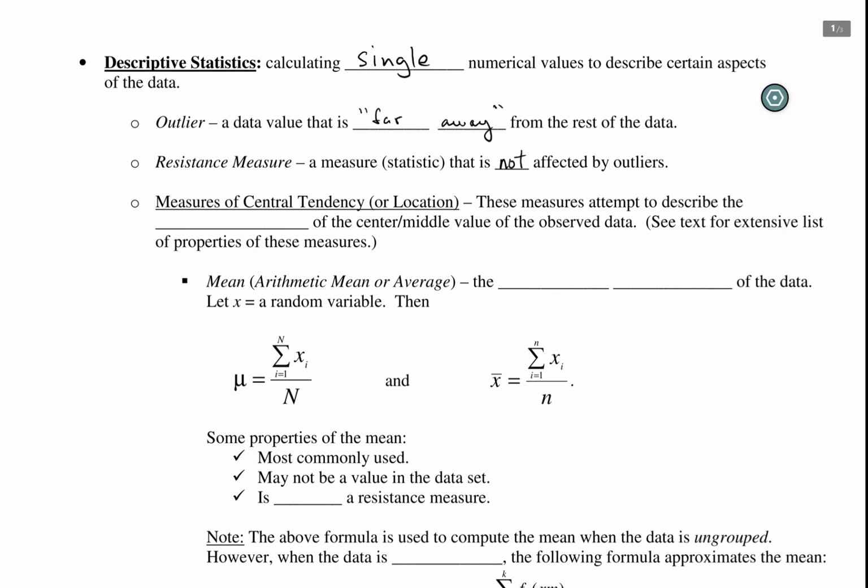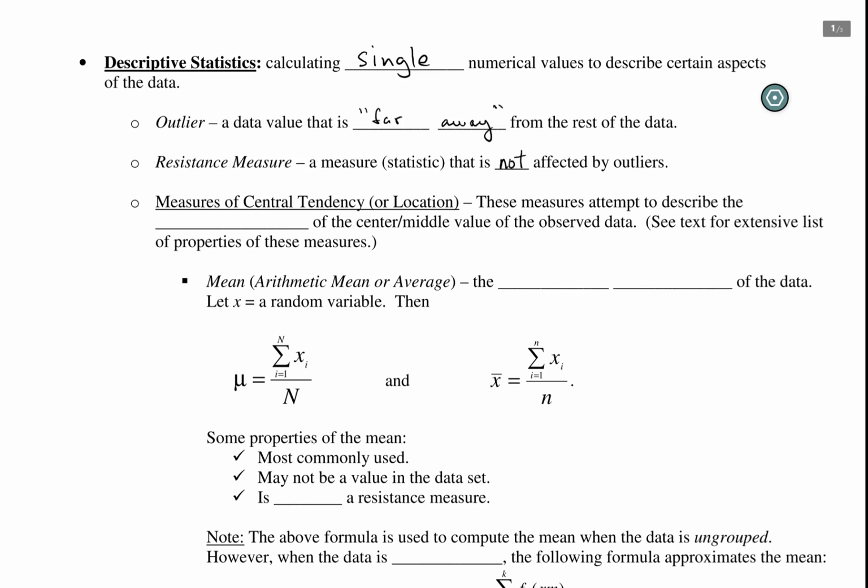An outlier is a data value that's far away from the rest of the data. That's not a real precise definition, but for now, we'll go with that. When we have more measures, more statistical quantities that we can work with, we can have a more precise definition. But for now, we'll just say that it's far away from the rest of the data. A resistance measure is a statistic that is not affected by outliers.